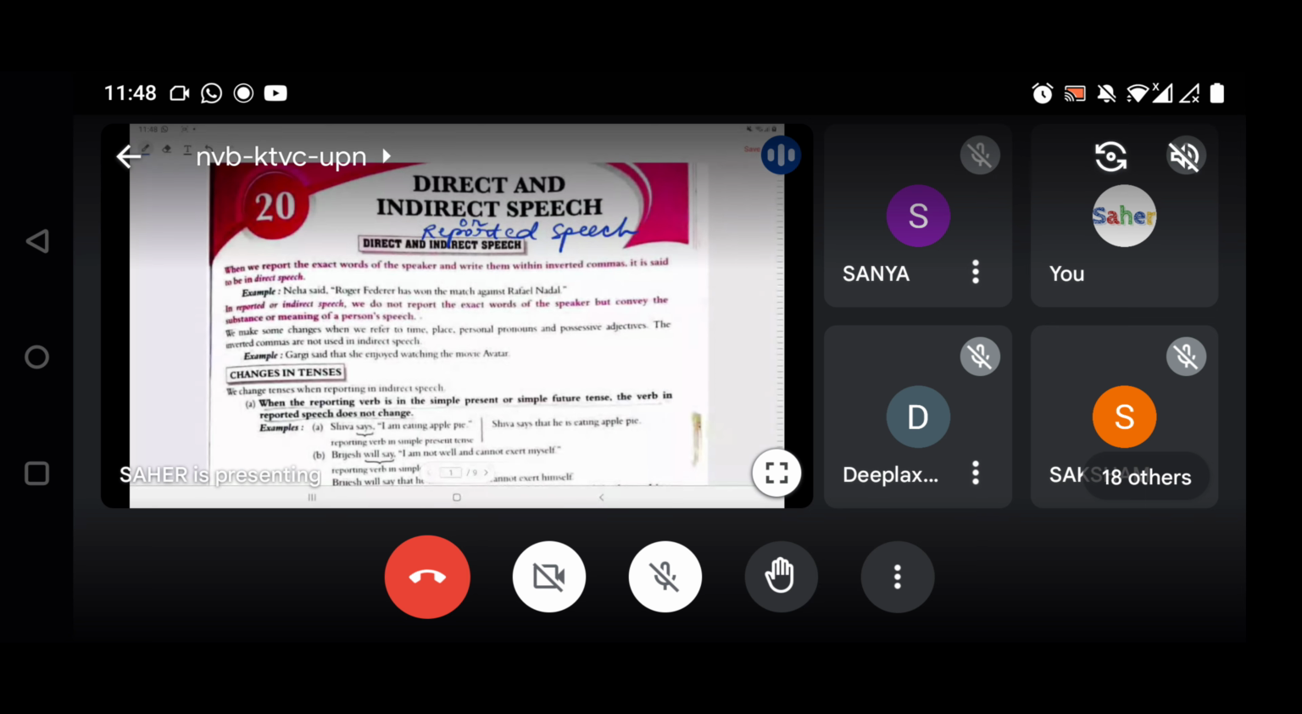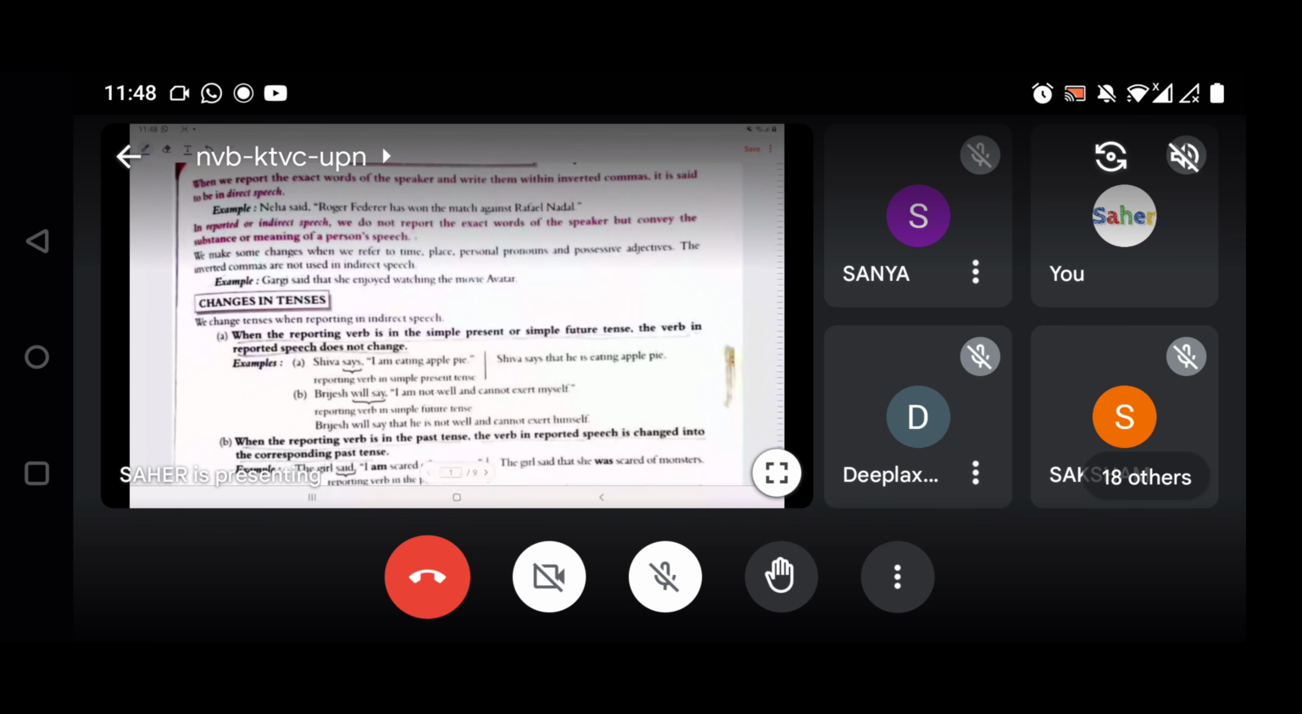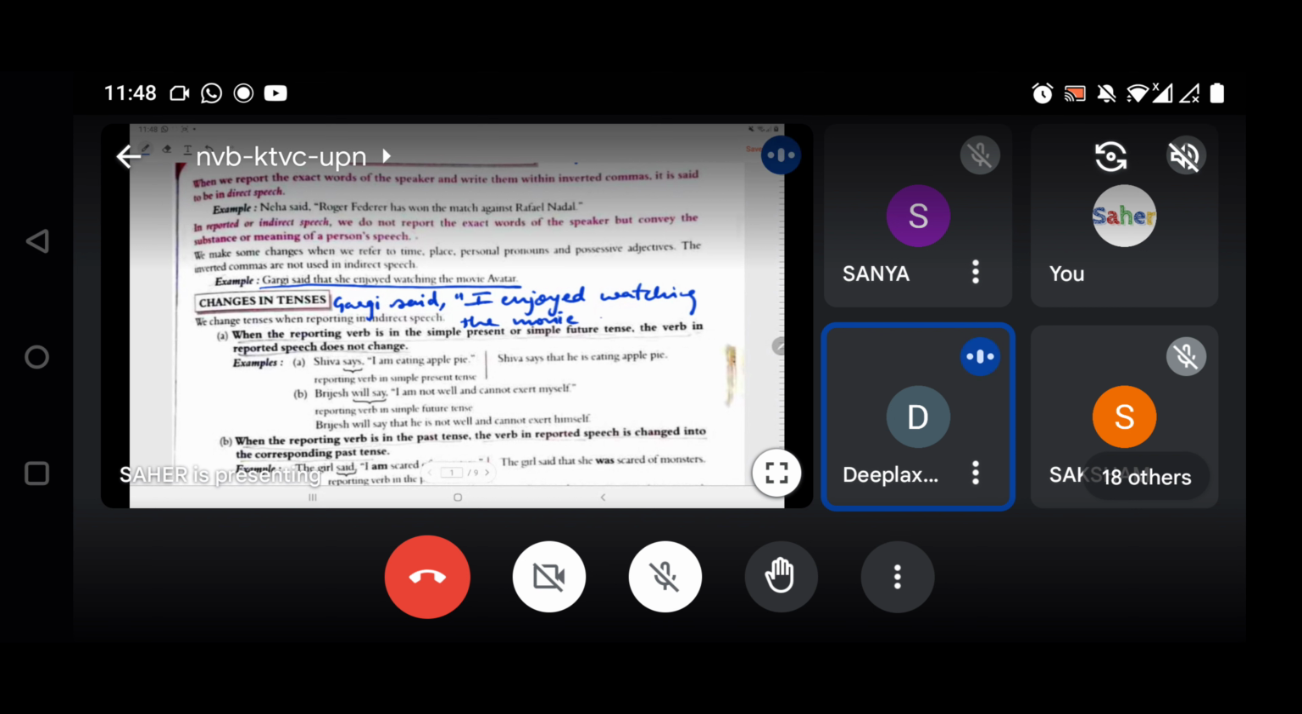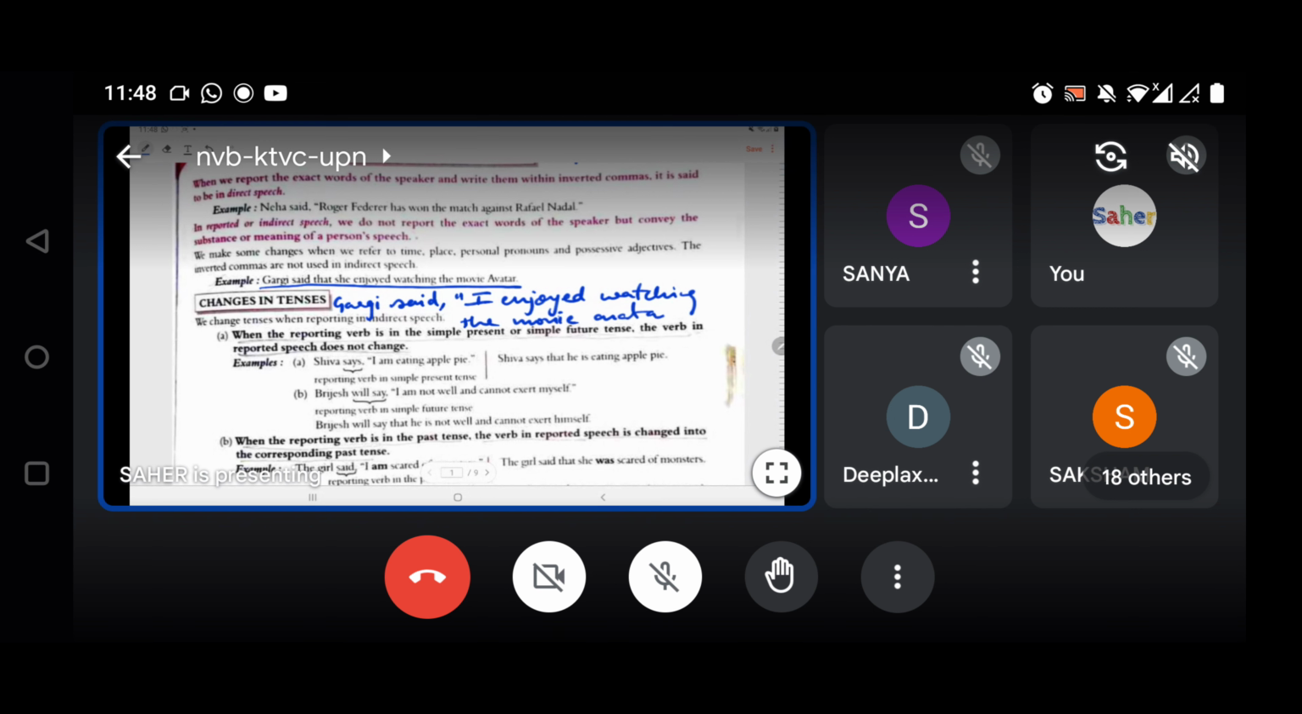So for example, if here it's written, Gargi said that she enjoyed watching the movie Avatar. So the direct speech would be, Gargi said, "I enjoyed watching the movie Avatar." Okay, now she must have said something to somebody, right?